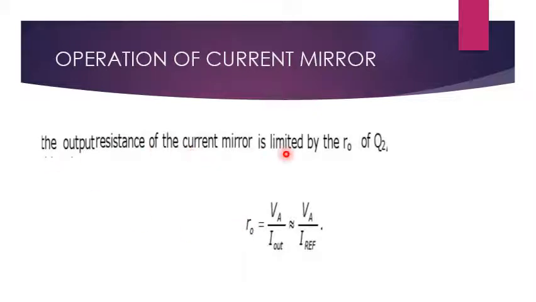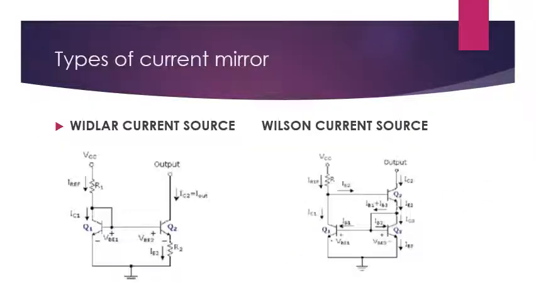Now the output resistance of the current mirror is limited by the R naught of Q2. R naught is VA by I out, which is approximately VA by I reference. Now there are two types of current mirror: the Widlar current source and the Wilson current source. The basic difference between the previous circuit and this circuit is that we have added a resistance to the emitter of Q2, which will improve the current gain. That is the main purpose of including it here.